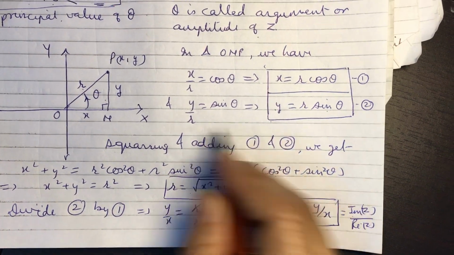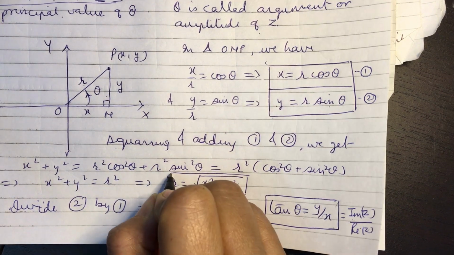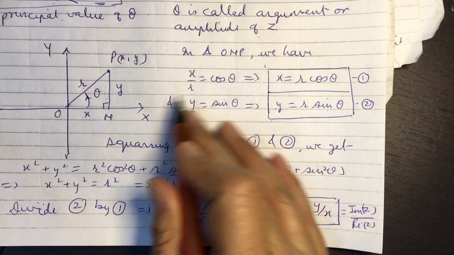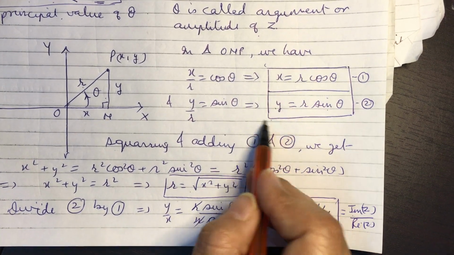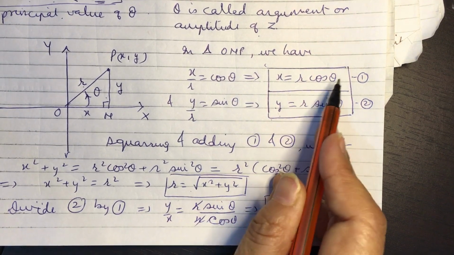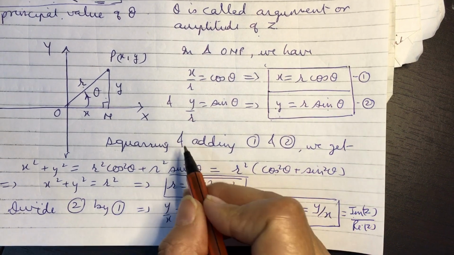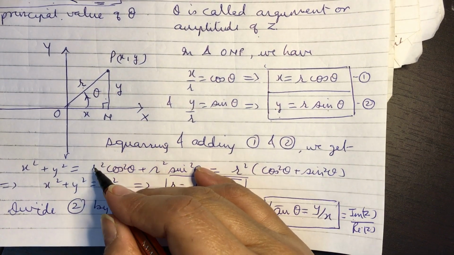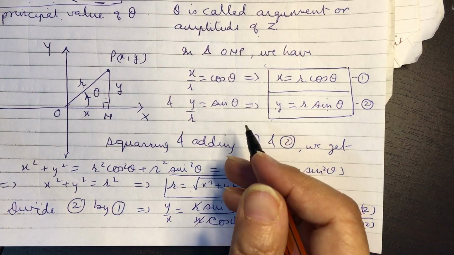So with this you have been introduced to the polar coordinates r, theta, and we have discussed the relation between the Cartesian coordinates x and y and the corresponding polar coordinates r and theta. In the next video we will be studying how to convert the given complex number into polar form.